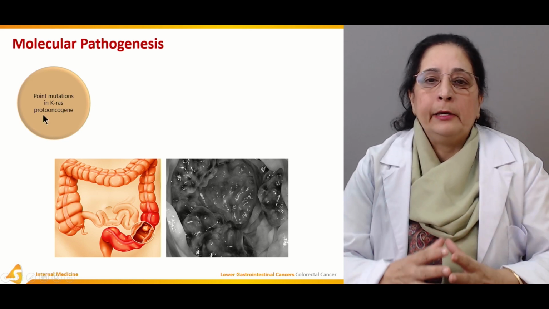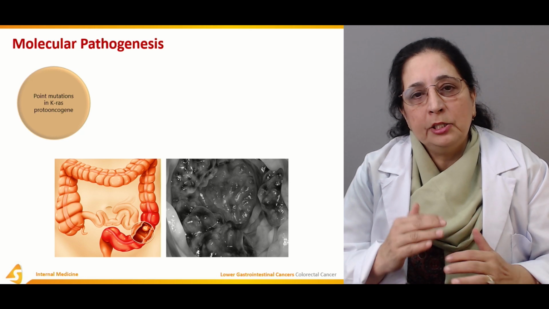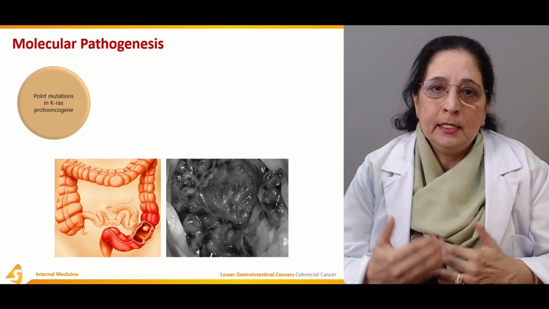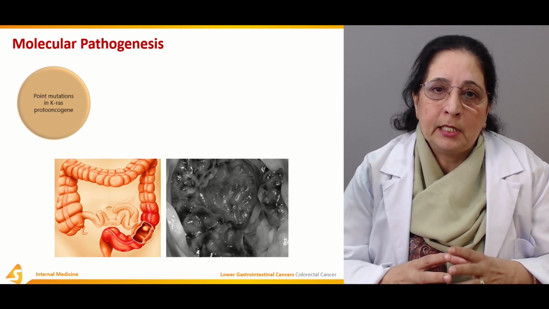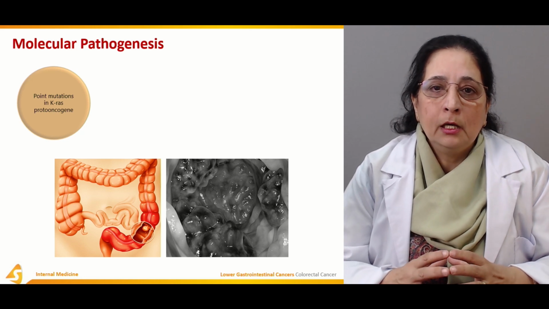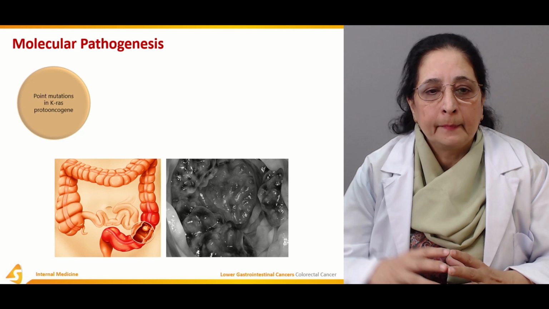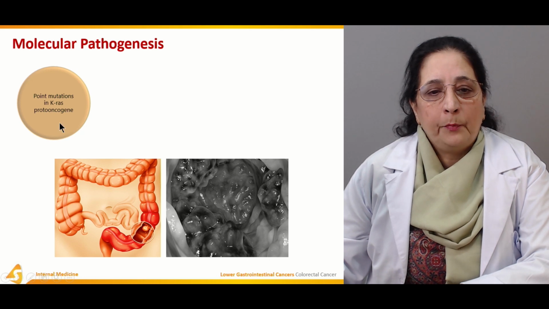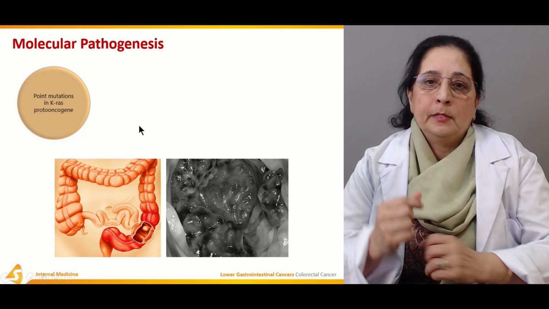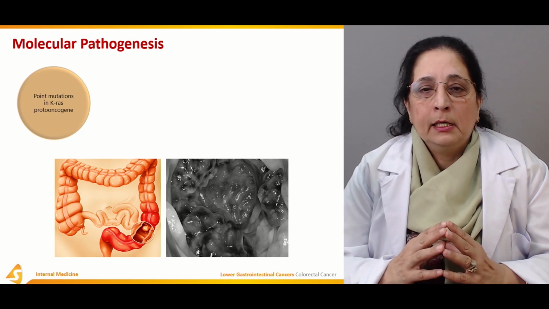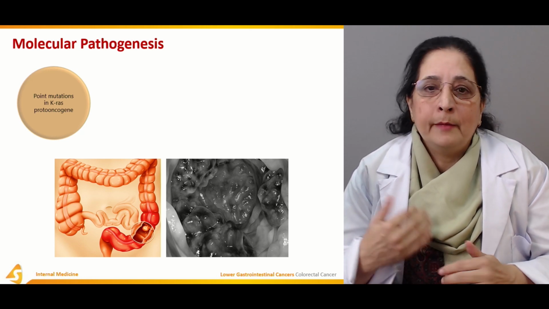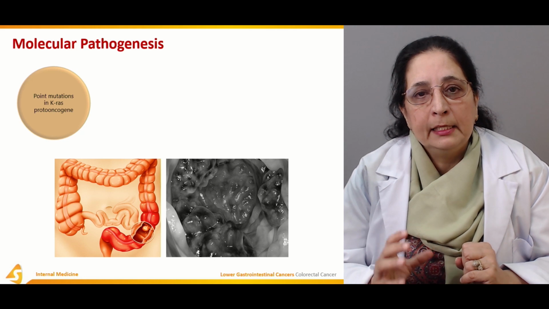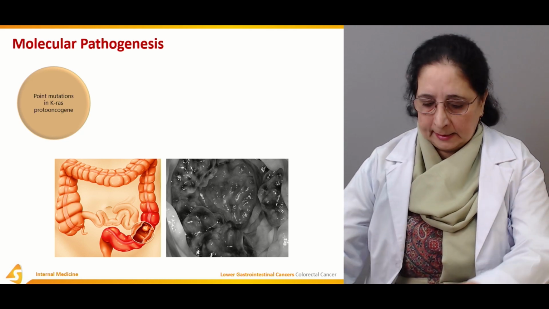So again, molecular pathogenesis is about what changes occur at the molecular level in the genes or in the different molecules, what mutations occur that can lead to carcinoma of the colon. So first, there is a point mutation in the KRAS proto-oncogene. There are mutations or changes in that KRAS gene that lead to the development of colorectal cancer.